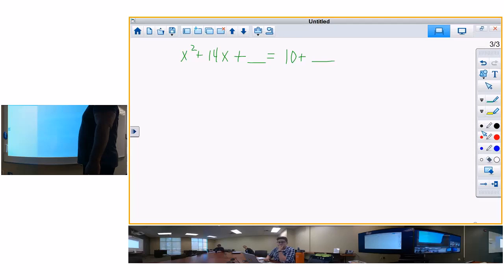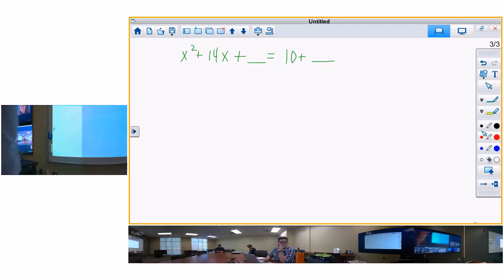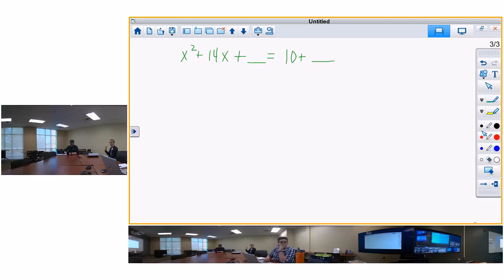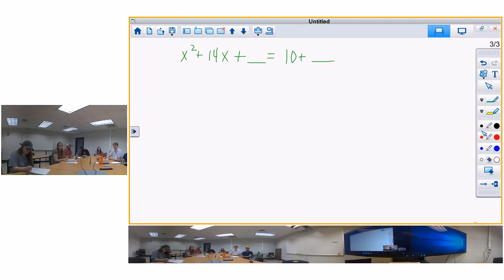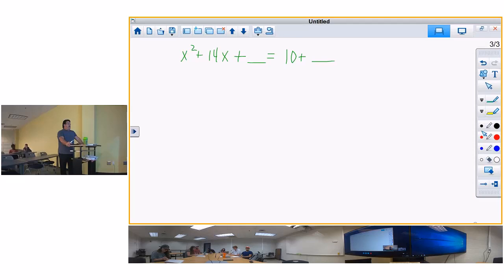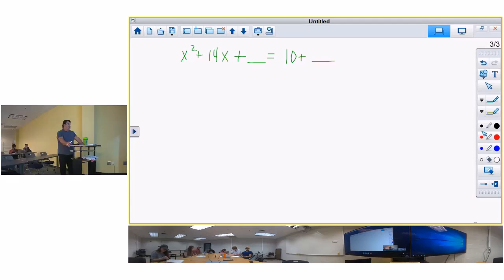Now, how many of you remember completing the square decently? How about Pendleton? How many of you remember completing the square decently? No hands. How about Easley? I only see 2 people. There's a third person, but I only see the laptop. There's a hand, yeah. Does anybody remember?